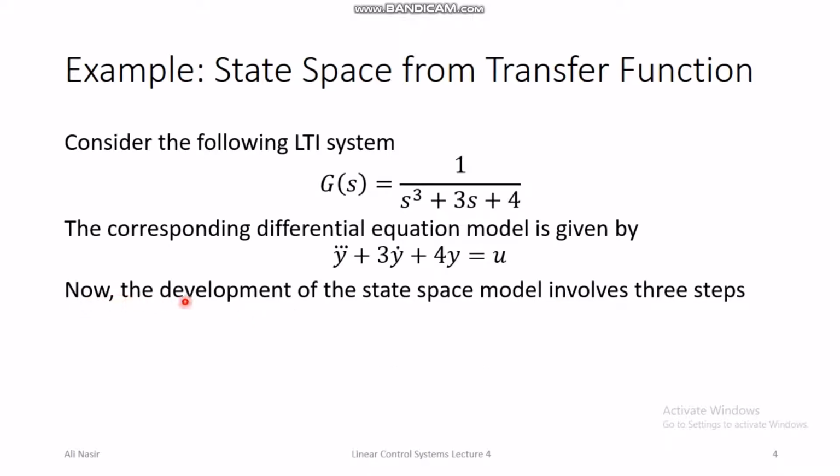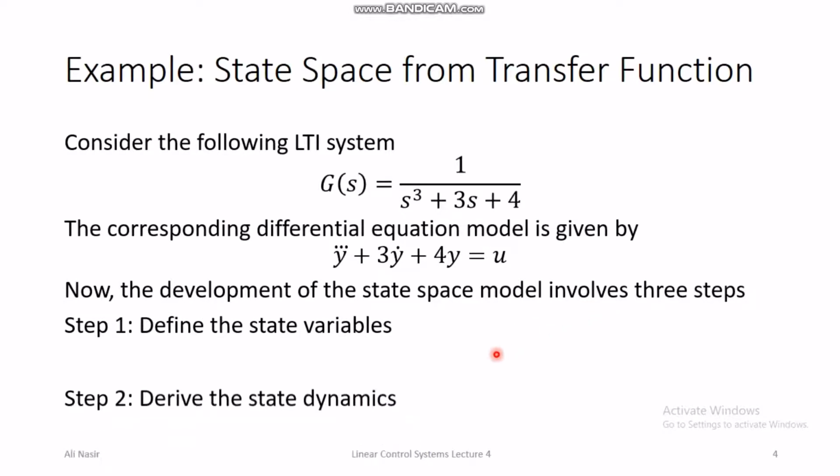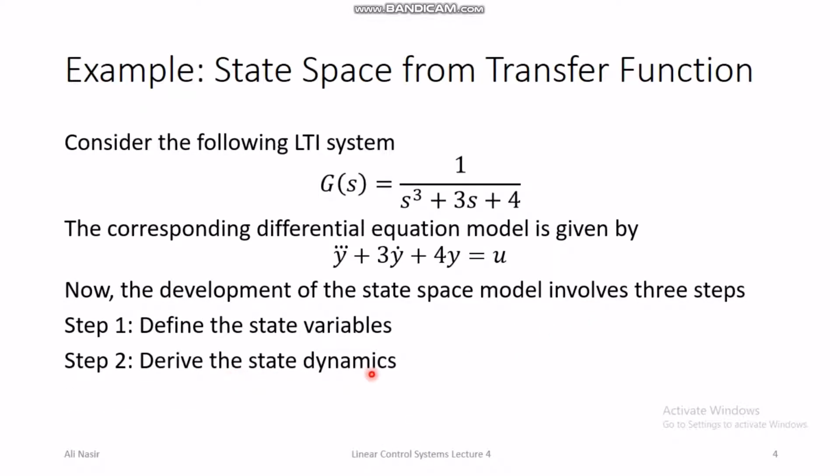Now we develop the state space model, and this will involve 3 steps. Step number 1, define the state variables. Step number 2, derive the state dynamics. And step number 3, write the model in matrix form. So let's go through all of these steps and see how this model will be developed.